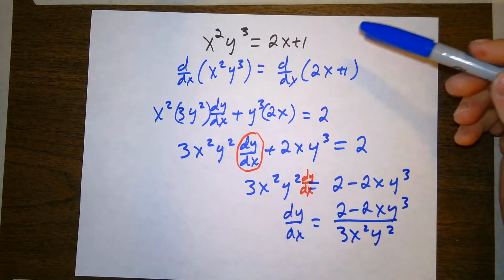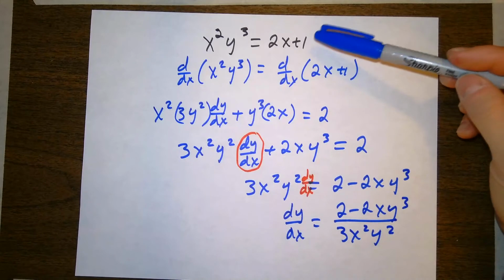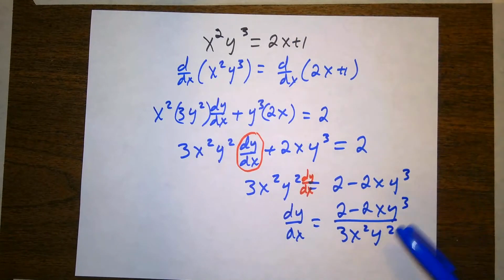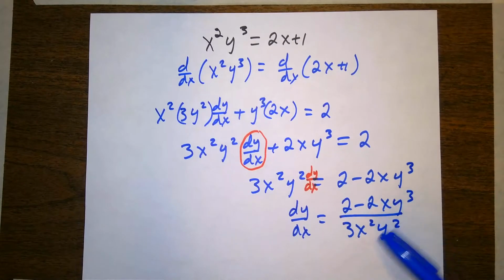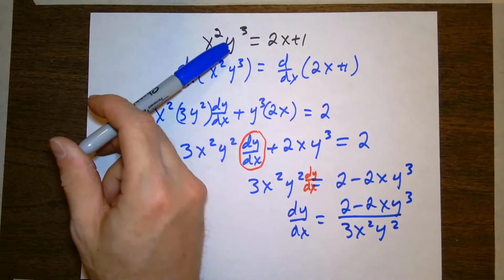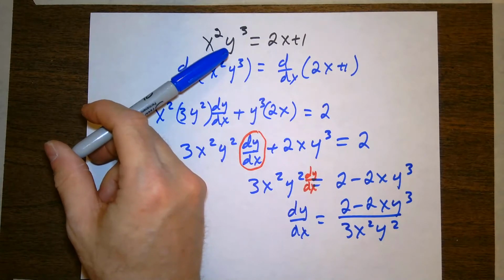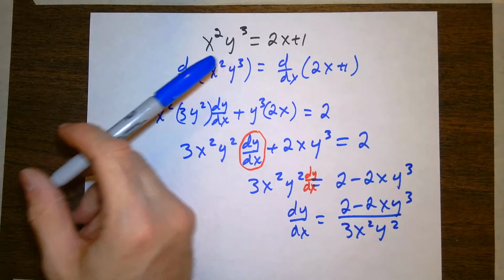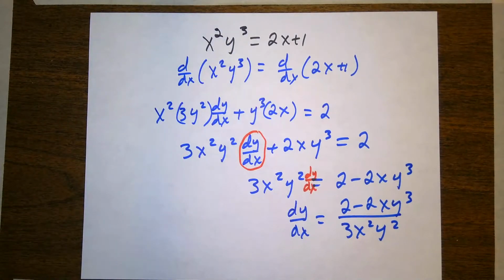And now if I know a point, for example, if I wanted to find the slope of the tangent line at the point where x is equal to 1, I would plug in x equals 1 here. I need to know the corresponding y value. So after I plug in x equals 1, I'd have to solve for y. I might have 1 corresponding y value, or 2 corresponding y values, or even, I suppose, 3 corresponding y values. So that's implicit differentiation. Let's take a look at another example.